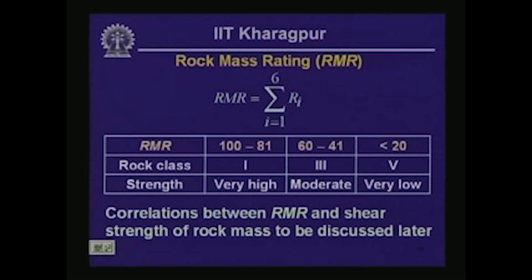And you can easily, intuitively see that the strength of the rock mass is going to be very high if you have got an RMR of between 100 and 81. If you have got a class 3 rock, the strength is going to be moderate, intermediate, and if you have got class 5 rock, then the strength of the rock mass is going to be very low.